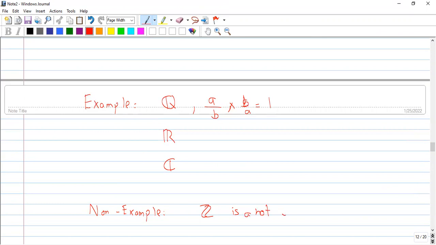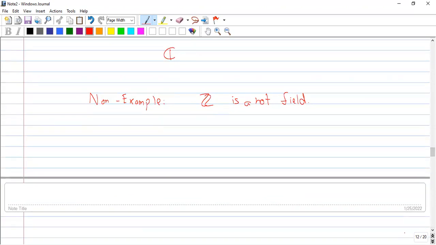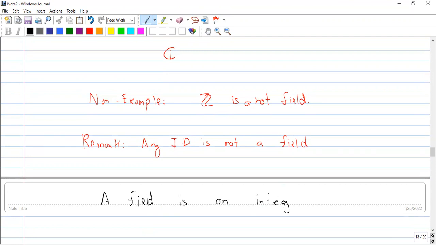So actually this is the first example which shows you that although Z is an integral domain, Z is not a field. So one thing you can say is that not every integral domain is a field. What you cannot imply directly is that any integral domain is a field. But what about the other part? What can you say about this? A field is an integral domain.